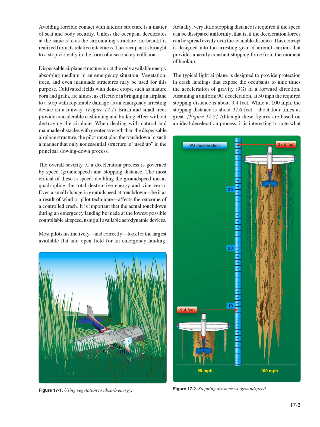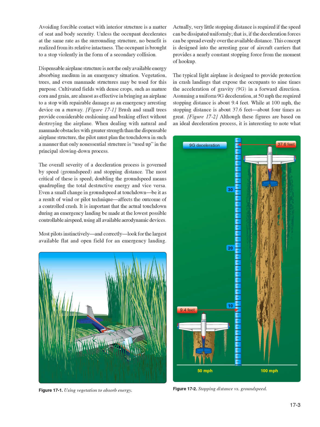Dispensable airplane structure is not the only available energy-absorbing medium in an emergency situation. Vegetation, trees, and even man-made structures may be used for this purpose. Cultivated fields with dense crops, such as mature corn and grain, are almost as effective in bringing an airplane to a stop with repairable damage as an emergency arresting device on a runway. Figure 17.1: brush and small trees provide considerable cushioning and braking effect without destroying the airplane.